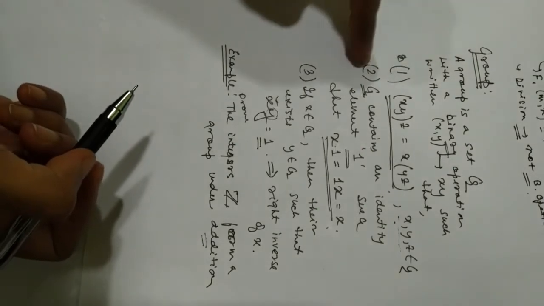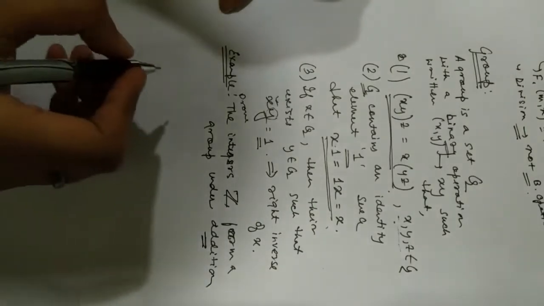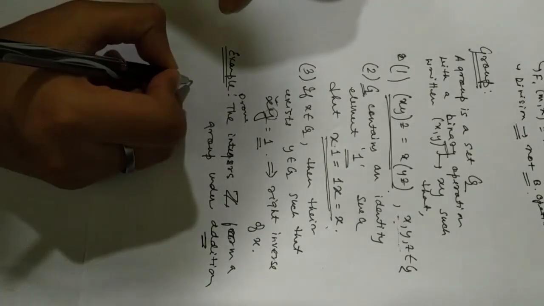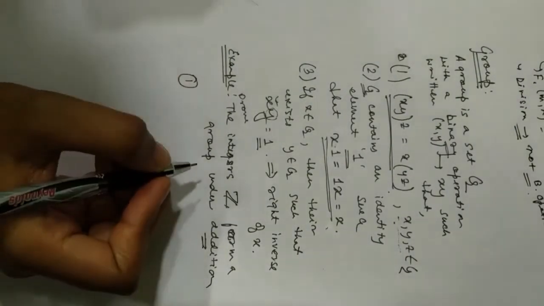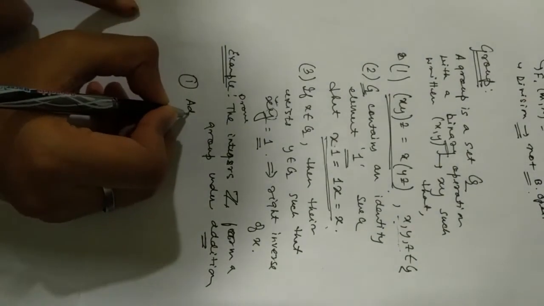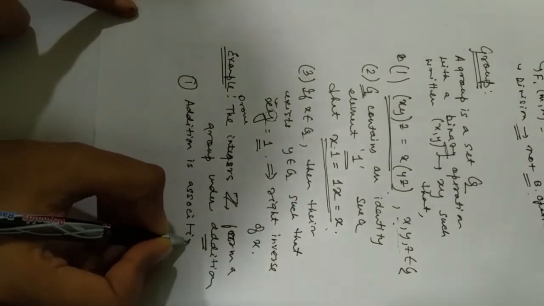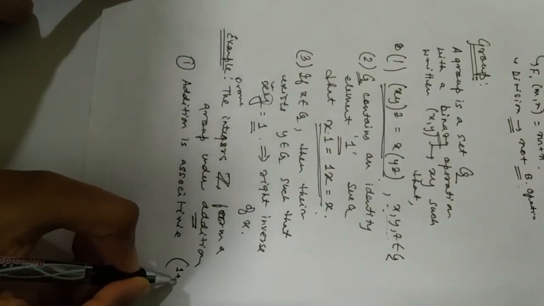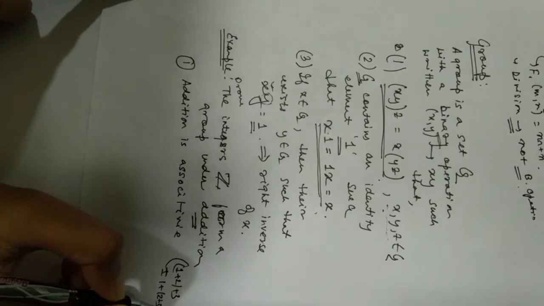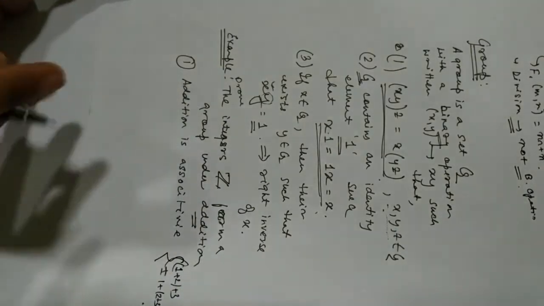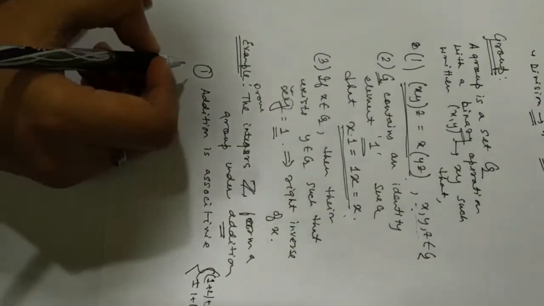Now we just need to check these axioms, right? The binary operation given here is addition. We know that if we add integers, it is obviously associative, right? This need not be proved anymore. So addition is associative, because 1 plus 2 plus 3 is obviously equal to 1 plus 2 plus 3. I mean, this is very obvious. So we know addition in integers is associative, so nothing needs to be proved.